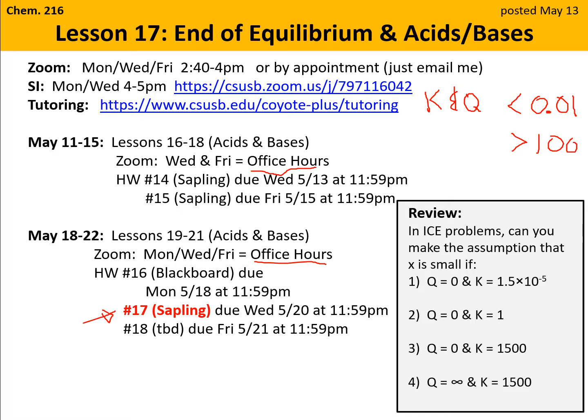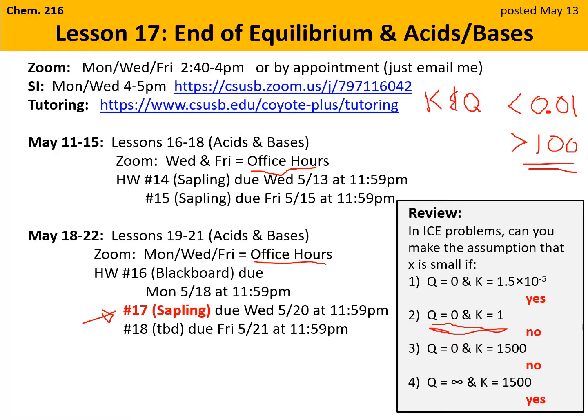So if I look at these four, in the first one, Q is 0, K is 1.5 times 10 to the minus 5. That's smaller than 0.01, so I can shift. Number 2, Q is smaller than 0.01, but K is larger than that, so no, I can't. Number 3, Q is 0, K is really big, so no. And number 4, Q is infinity, that's greater than 100, and K is also greater than 100, so yes, I can.